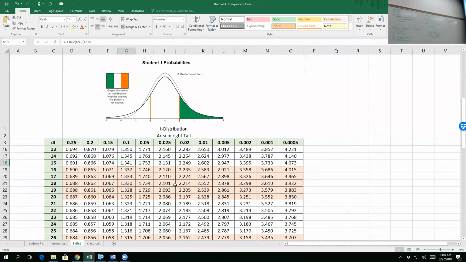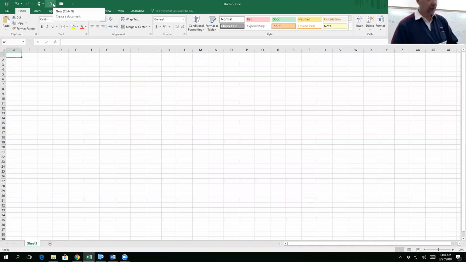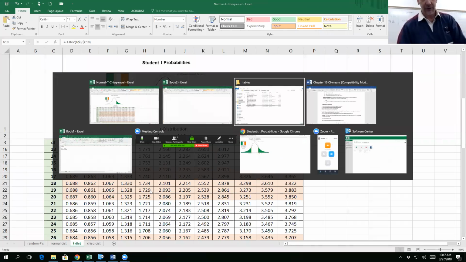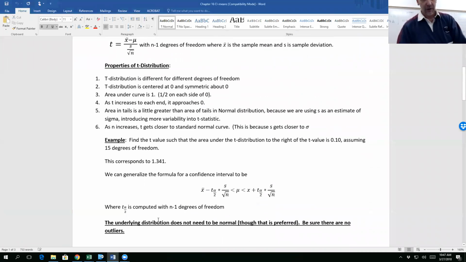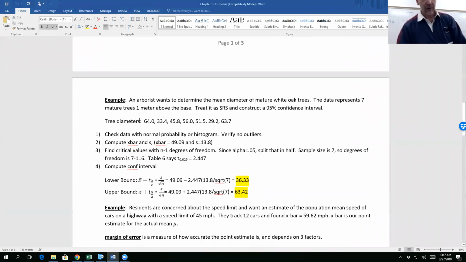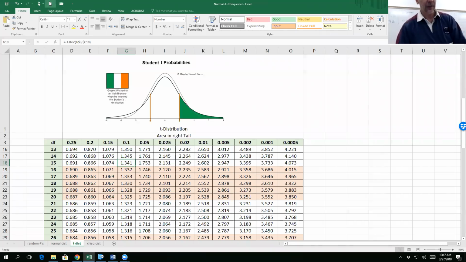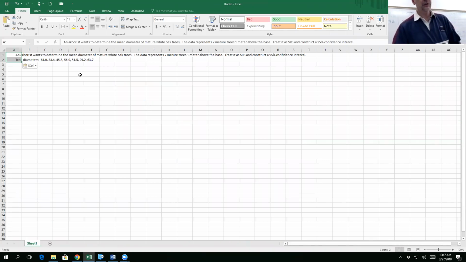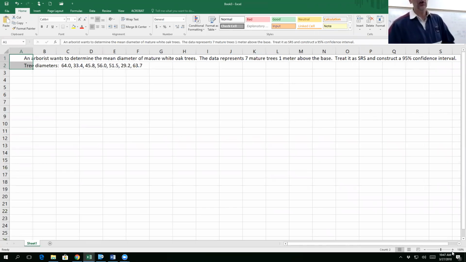Okay. All right. So let's do an example here. All right, here's my example. I'm going to copy and paste this so I don't have to type it. Okay, so an arborist wants to determine the mean diameter of mature white oak trees. The data represents 7 mature trees 1 meter above the base. Treat this as a simple random sample and construct a 95% confidence interval.